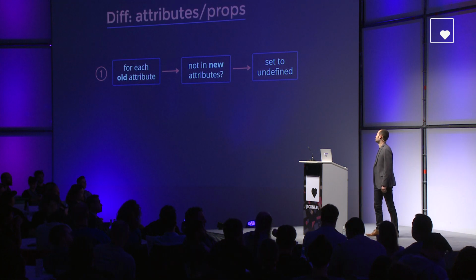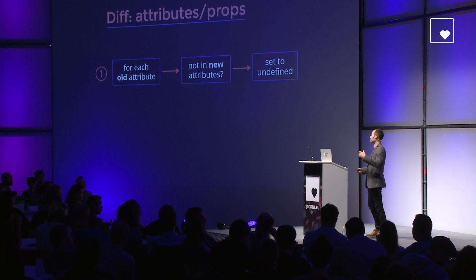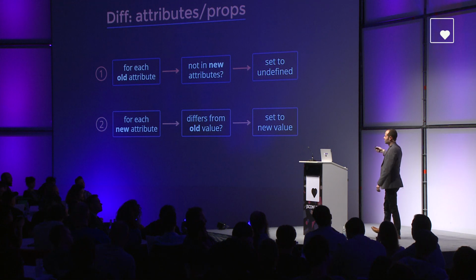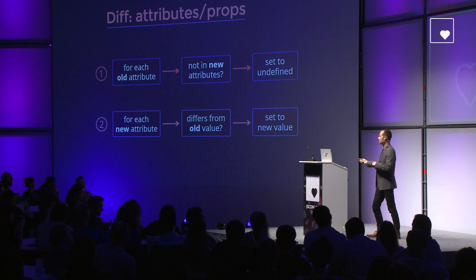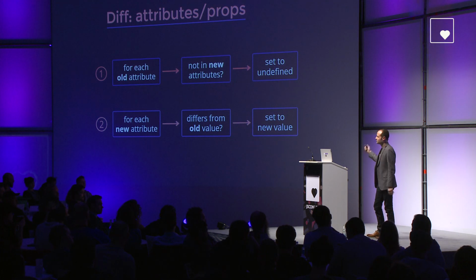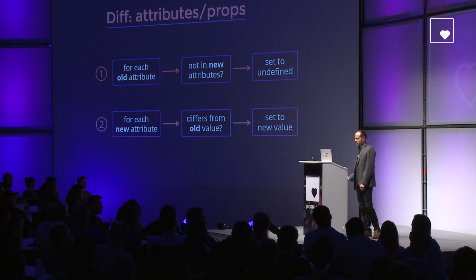And so the last step for this diff process, now that we've got our children and our type diffed, is attributes. This is really easy. We give ourselves the old properties and the new properties. We loop over the old ones, find the ones that are not in the new property bag, and then set them to undefined in the DOM. And then we do the exact opposite. For each new attribute, we check if it differs from the old value. So this would include if the attribute is now defined and it was previously undefined, it's going from undefined to some value. And then we set its value in the DOM to the corresponding property.